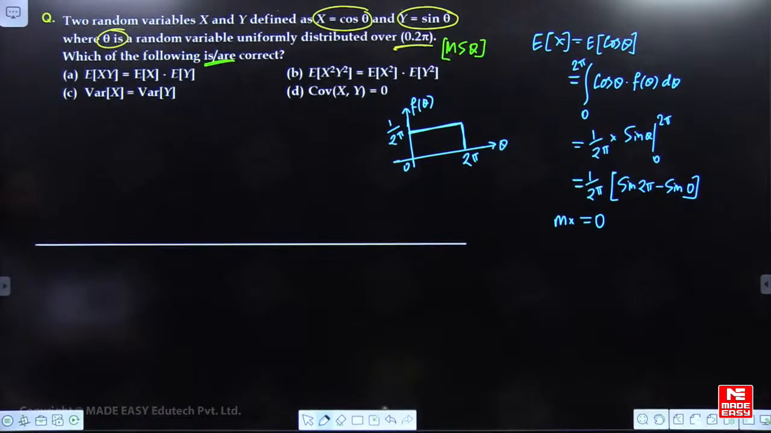Can you find expectation of y? Ishita is saying A, C, D will be correct. And Sahu is saying A, B, D will be correct. Okay.